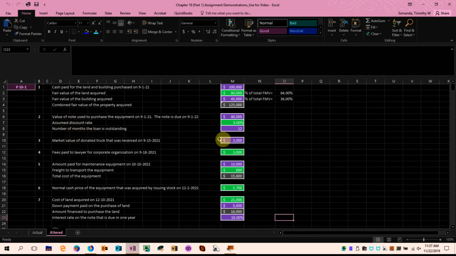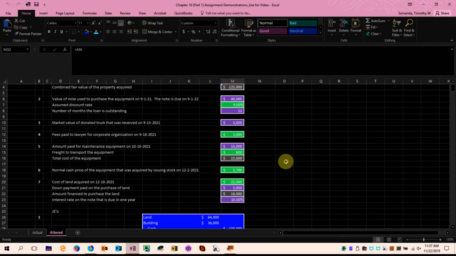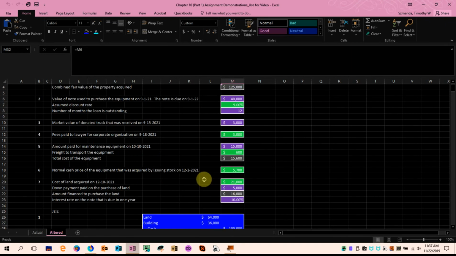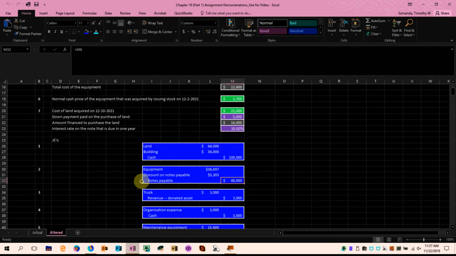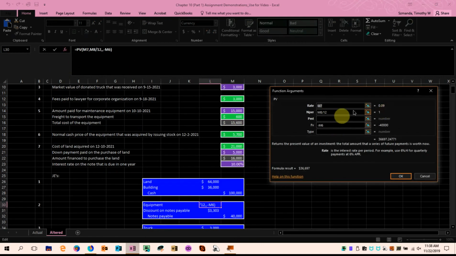For transaction number 2, the value of the note to purchase the equipment using my altered discount rate. Well, here's a case where we have a notes payable of $40,000. Because they tell us that a note was issued and due on September 1st of 2022 at 9%. We have to calculate then the value of the equipment. Since this is a non-interest-bearing note, we have to discount the value of the equipment. And we do that by using the time value of money formulas.